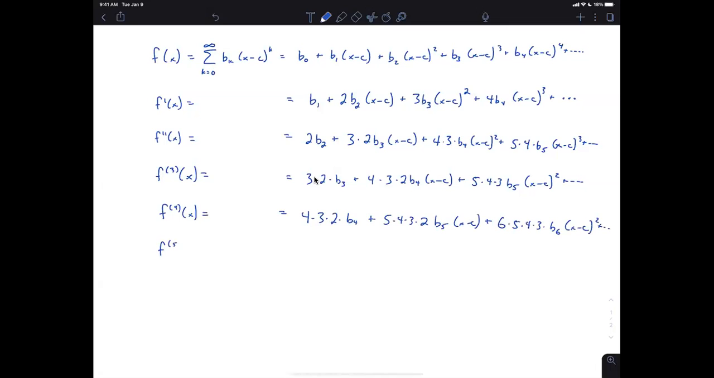So the fifth derivative at x, if I go over here, the derivative of this one's 0. The derivative of this one is 5 times 4 times 3 times 2 times b5. Derivative of this next one is 6 times 5 times 4 times 3 times 2 times b6 times (x minus c) to the first. And that keeps going.